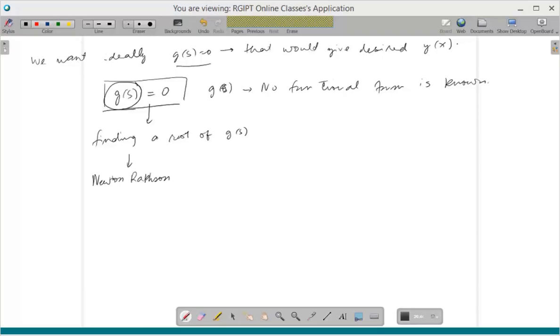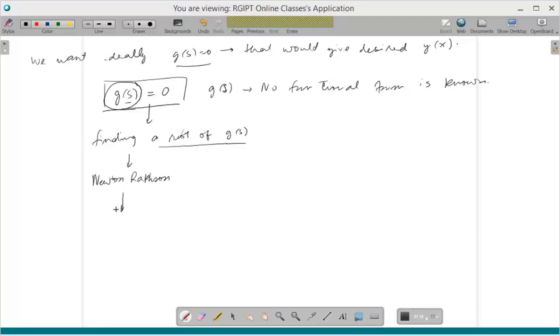As it looks, it's basically a root finding problem. Had I known g of s analytically, then I could have directly applied Newton-Raphson, started with a guessed initial s, and iterated on s until I get g of s to be 0. But I do not know it. That's one of the obstructions in implementing this method.